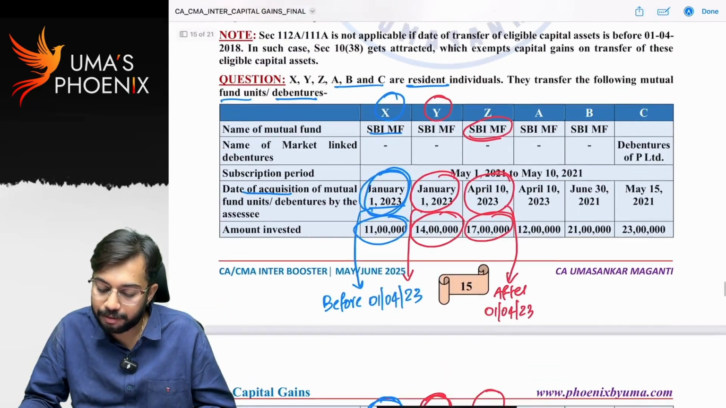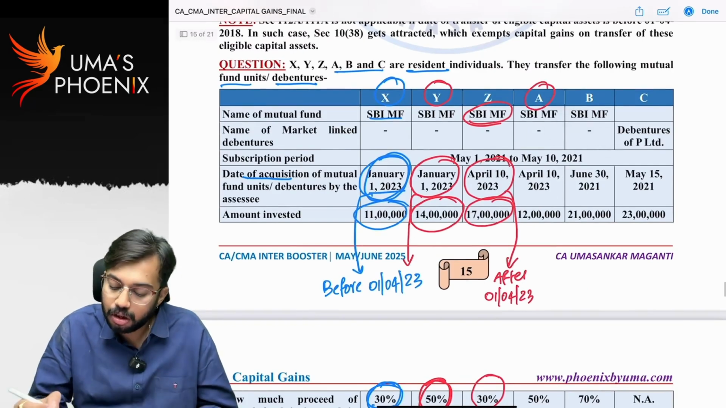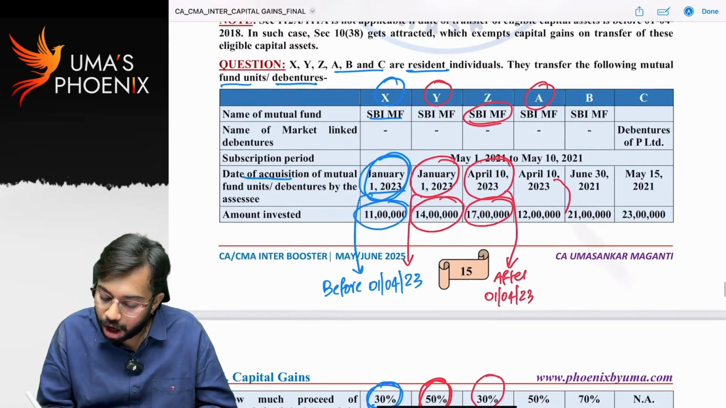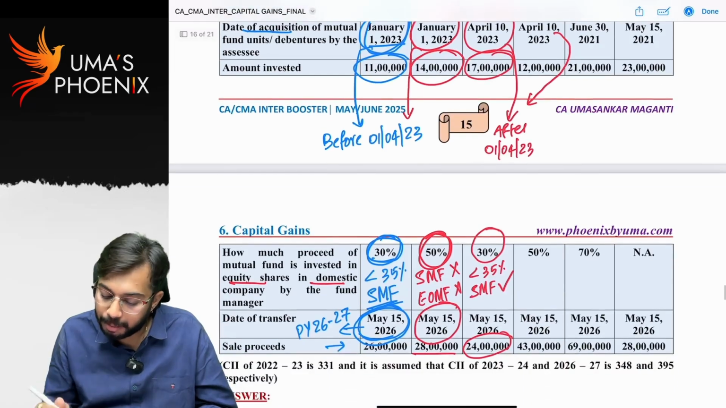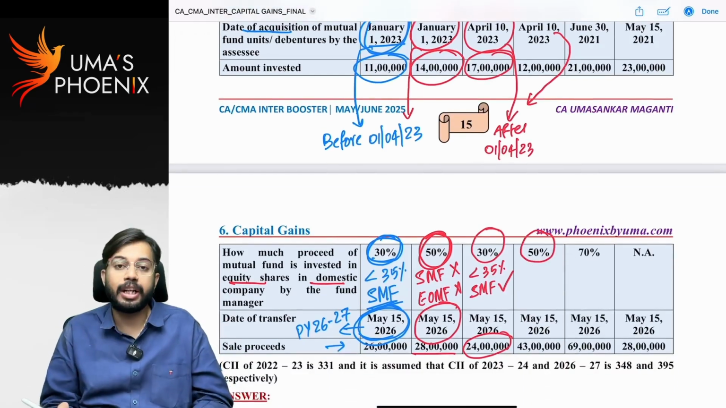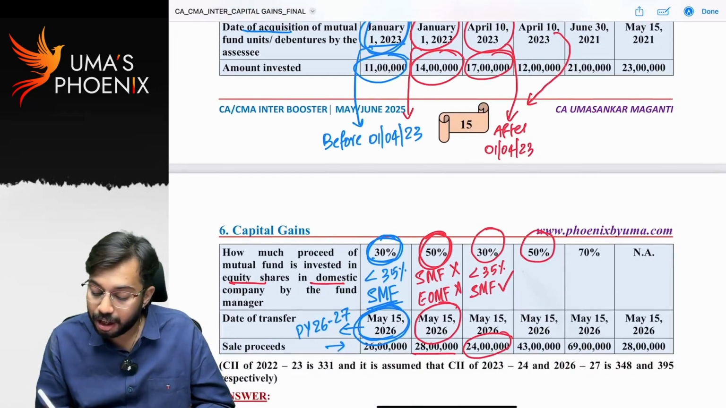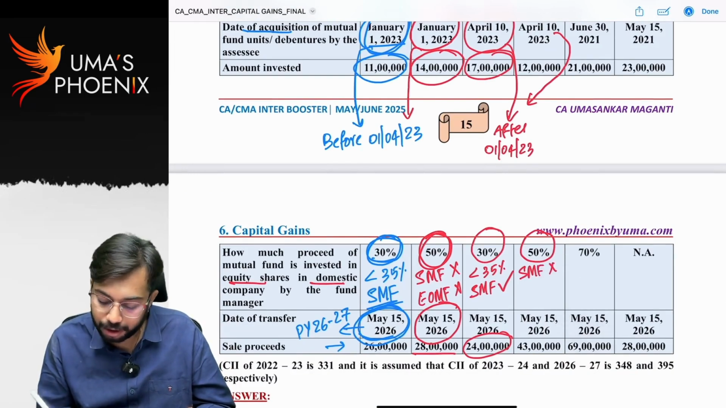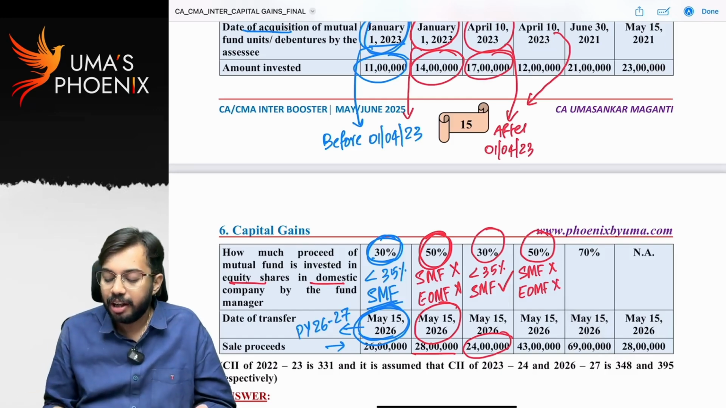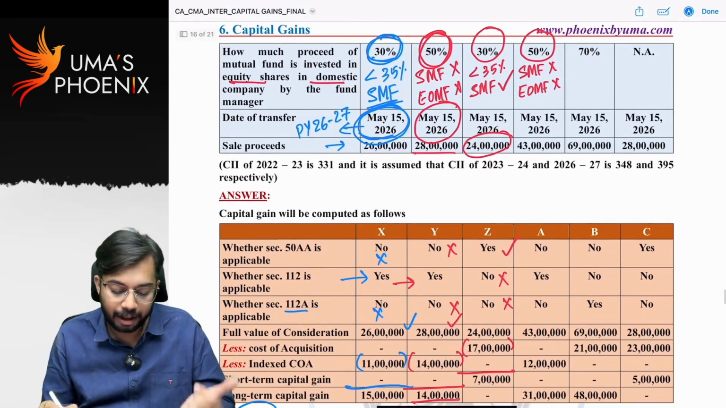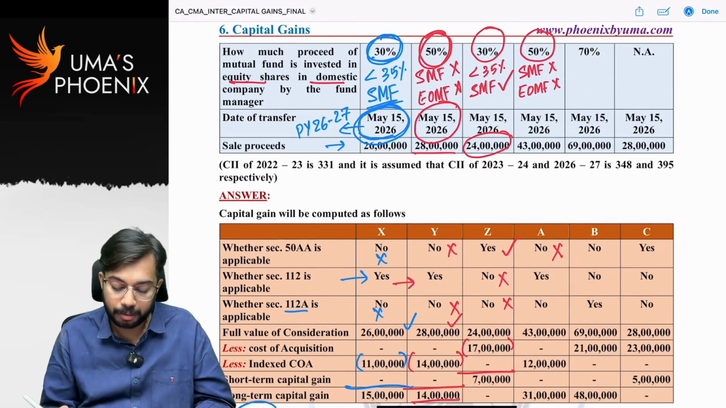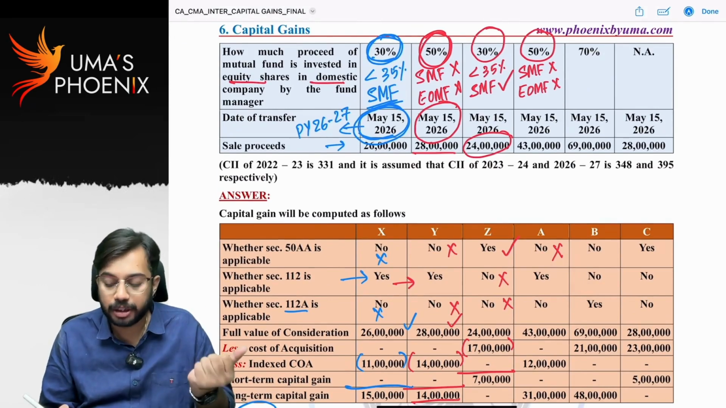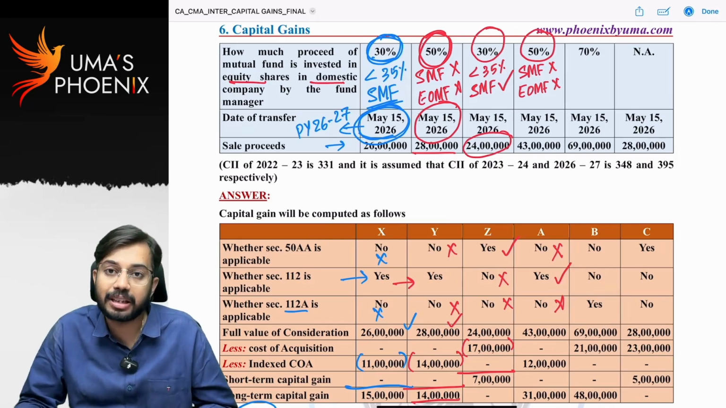Next, in case of Mr. A, they are purchased after 1st April 23. But how much is percentage of investment? Percentage of investment is 50%. Now, can you call it as specified mutual fund? No. Can you call it as equity oriented mutual fund? No. If it is not specified mutual fund, 50AA is not applicable. If it is not equity oriented mutual fund, 112A is not applicable. In that case, section 112 is applicable.